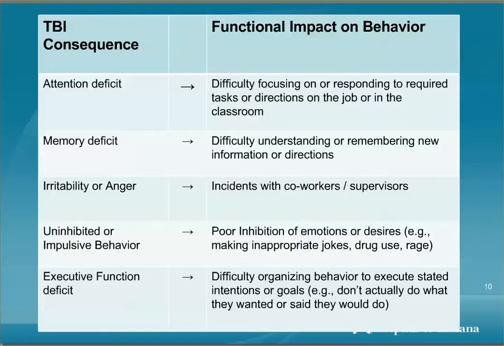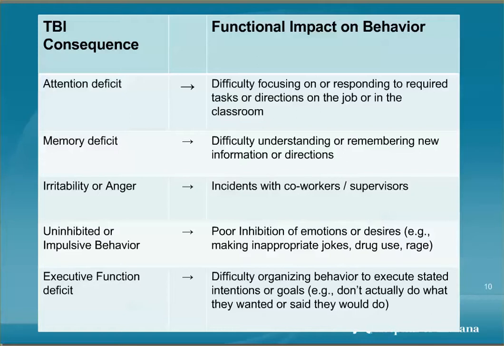How would some of these play out on a more functional level? For example, someone with an attention deficit on the job or in the classroom is likely to have difficulty focusing on or responding to the required tasks or directions. They're going to become easily distracted by any little stimuli going on in the environment. As far as memory deficits, they're going to have difficulty understanding and learning new information primarily. Memory for information that is rote and that they have a lot of history with prior to their injury tends to be a little more hardy and resistant to injury, and so those long-term memories are less disrupted typically, although they can be.